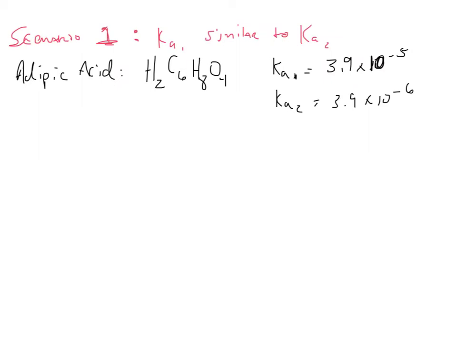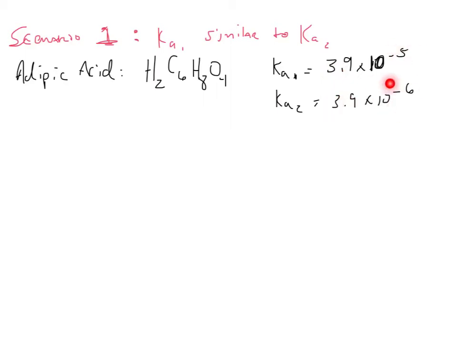All right, so in our example, scenario 1, my Ka1 is similar to my Ka2. I'm going to use adipic acid, H2C6H8O4. My two hydrogens here are the acidic hydrogens, so that's why it's polyprotic, because I have two of them. Notice my Ka values are roughly similar to each other. Now, guys, I know that the 3.9s here are the same, but they don't have to be the same.